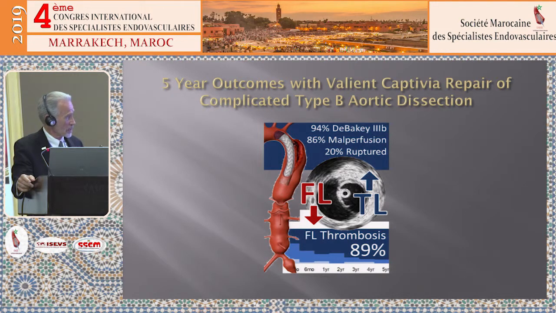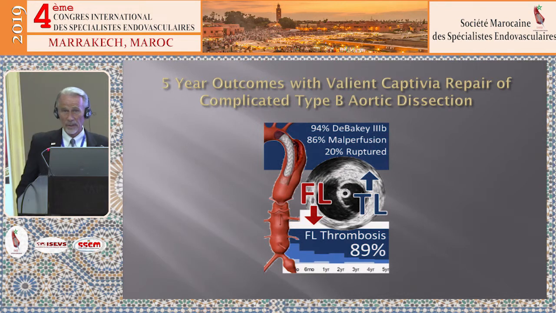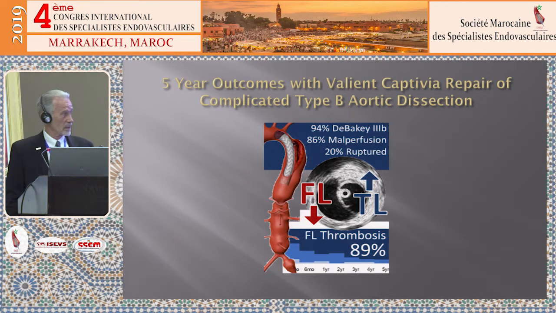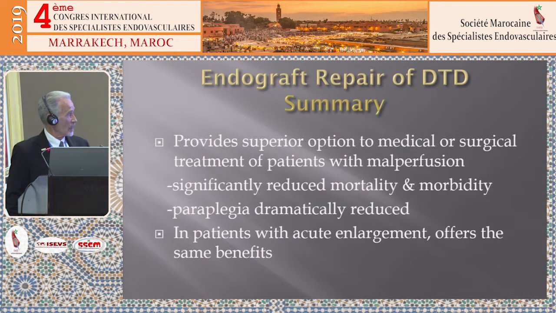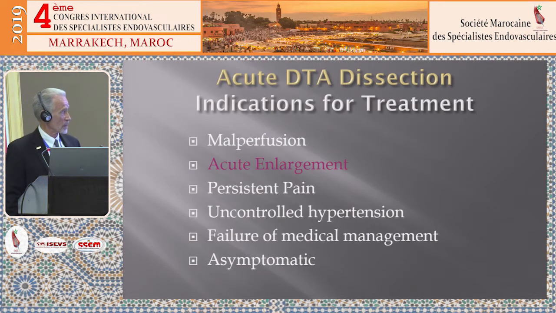Now a persistent problem is dilatation of the infrarenal aorta, if over time that continues to enlarge. And that's being addressed in others, but this initial management with the endograft, particularly in the malperfusion patients, has been documented as a superior treatment.